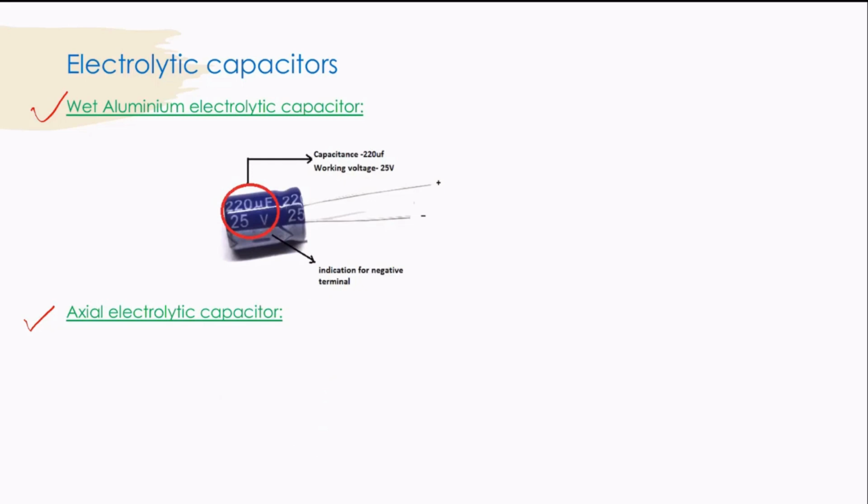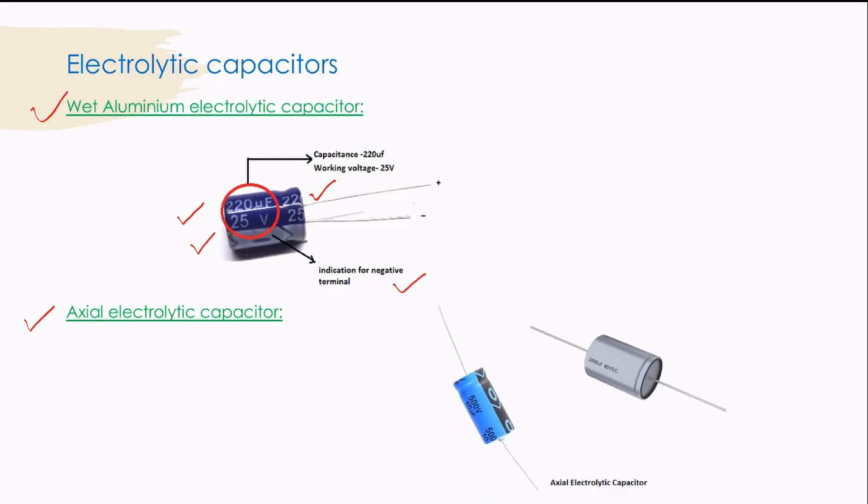This is an example of the wet aluminum electrolytic capacitor, in which the value of the capacitor is printed as 220 microfarad and the value of the voltage is printed as 25 volts. And if you see here, this white strip indicates the negative terminal and this side indicates the positive terminal. Now coming to the axial electrolytic capacitor. These are the examples, in which the value of the capacitance is given as 10 microfarad and the value of voltage is 500 volts.